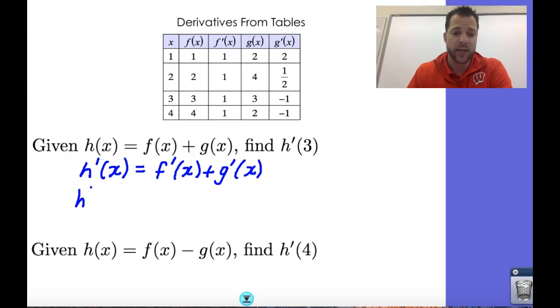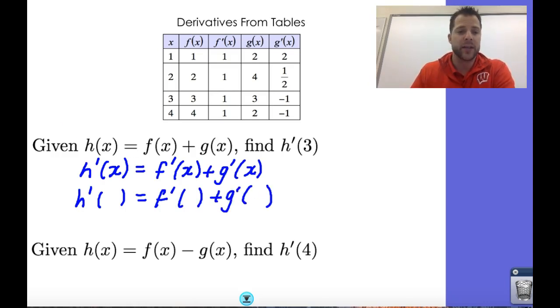So h prime of 3 now, and I'm just going to go ahead and use a different color here to plug in because I find that much easier to do. So everything is going to be 3 now inside for x because we know what x is. So you have 3 here, 3, and 3. So now I'm ready to take the derivative of this function.